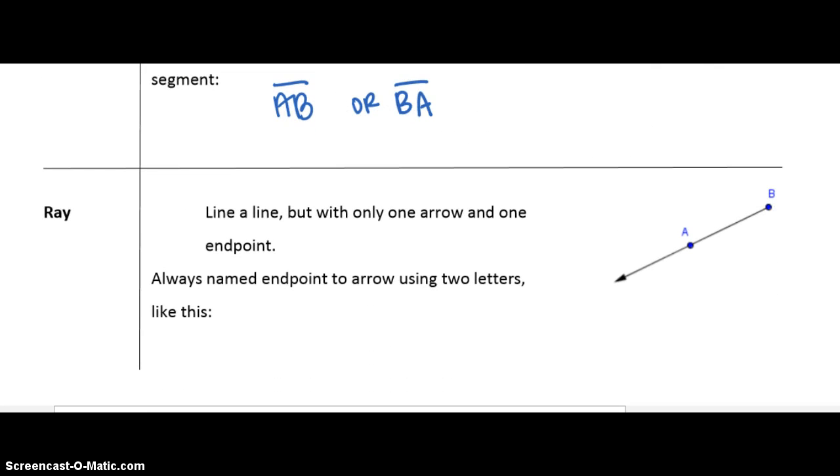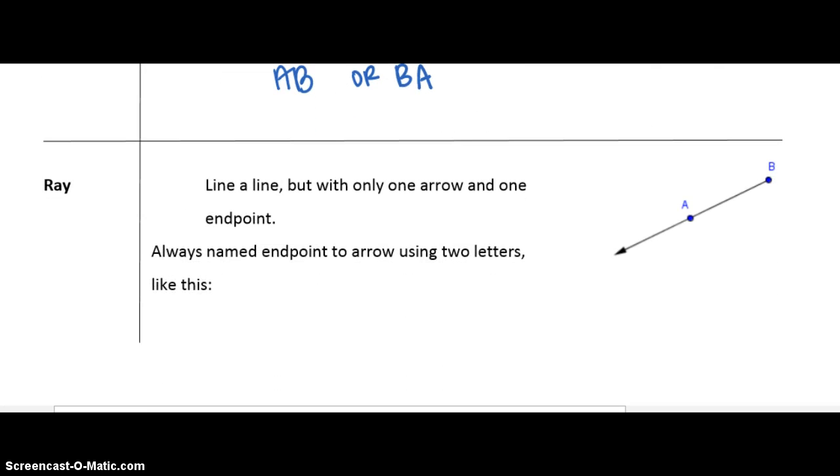The next thing we're going to talk about is a ray. And a lot of students mess this one up because of the specific order that you have to write a ray in. So it looks like a line mixed with a line segment. It has an endpoint and it has an arrow. So it's a little bit of both. You have to start with your endpoint and shoot through the arrow when you name this. So you always have to name it endpoint to arrow.